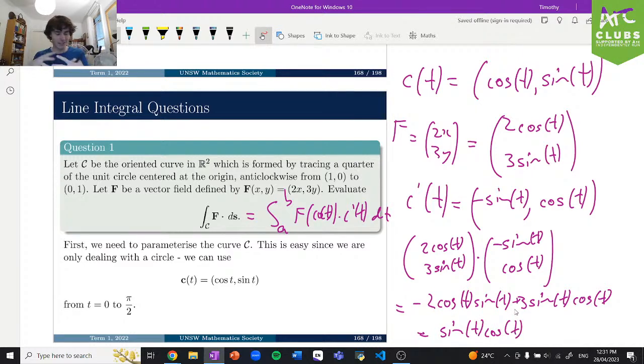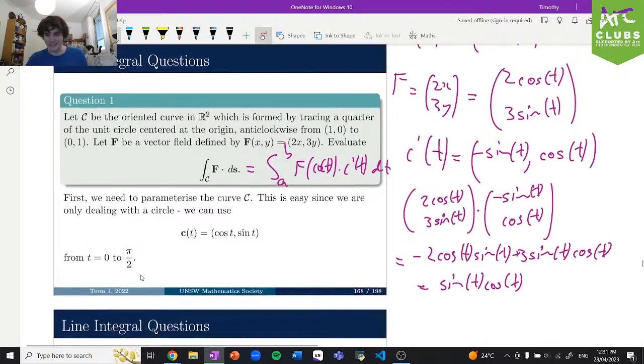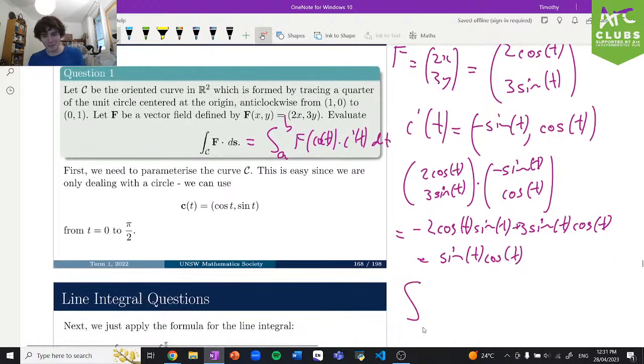Now that's our stuff inside the integral sign, which means we're going to have to integrate that from 0 to pi on 2 with respect to t. So we put the integral bounds on: we're going from 0 to pi on 2 of sine t cos t dt.